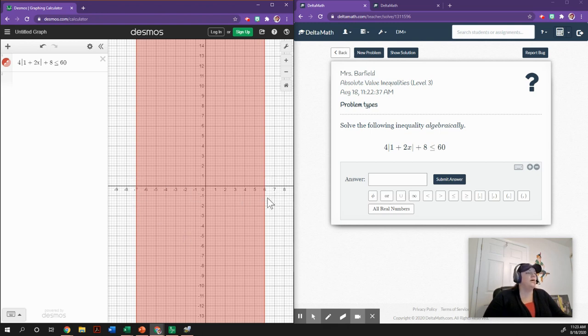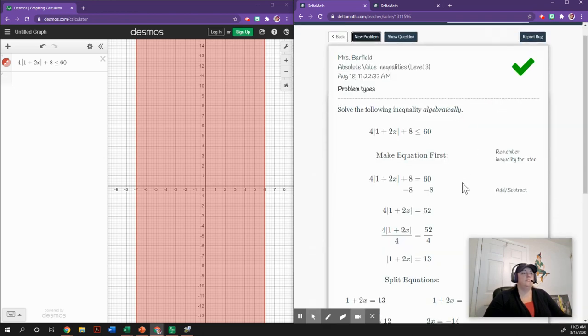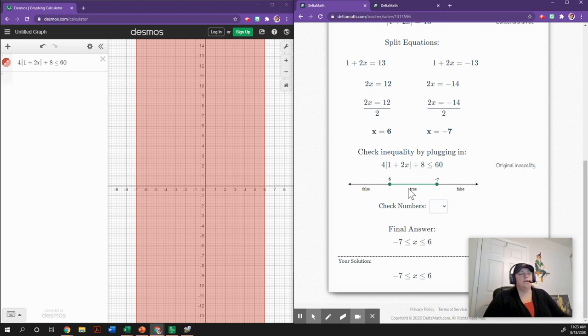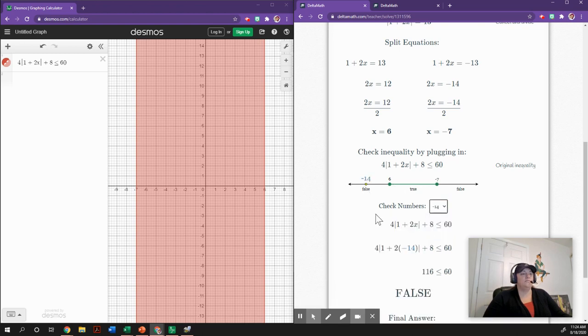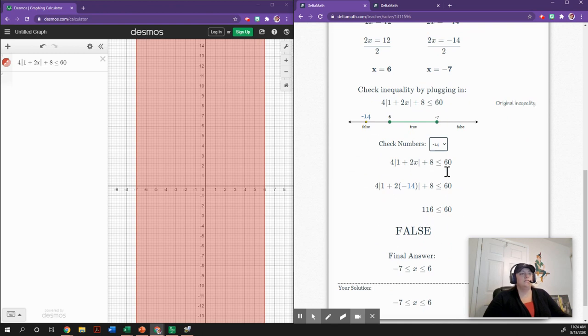So these are less than or equal to. I'm going to type -7, less than or equal to, x in the middle, less than or equal to 6. Submit my answer, and there we go. And then again, we can check why this is working algebraically. Why can I use all the numbers in between here? Because if I pick a number outside, like -14, I get a false answer. And if I pick a number over here, like +13, when I do all this work, it's not coming up as a true answer.